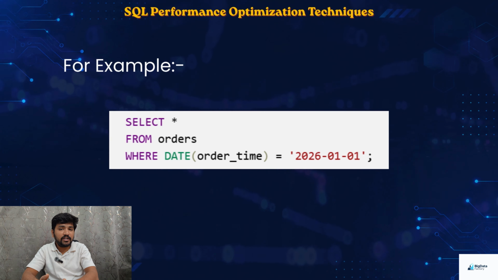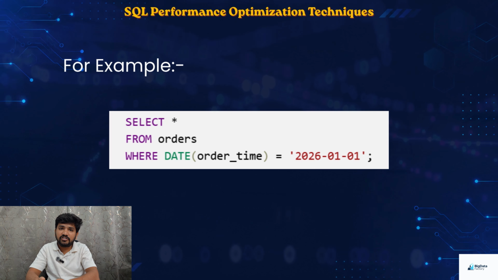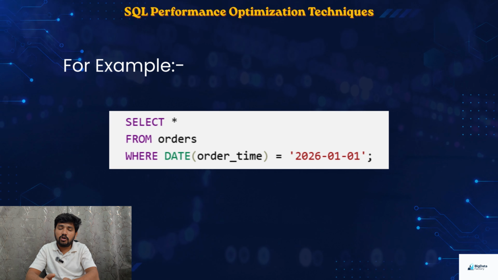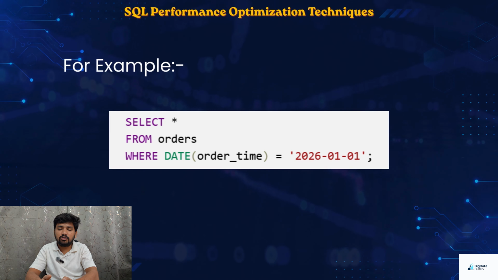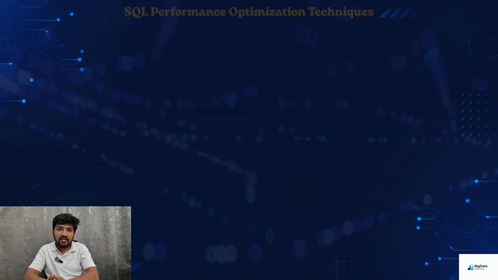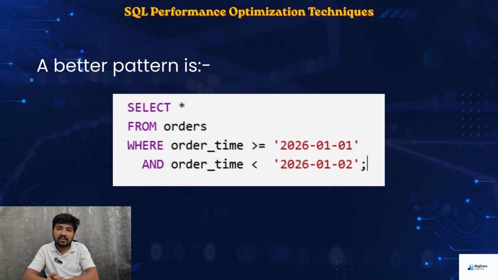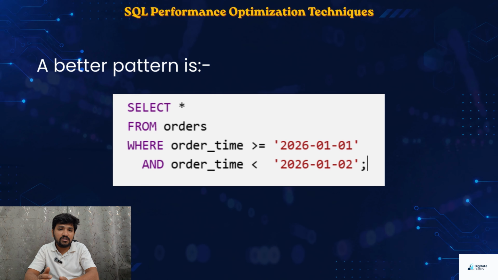For example, this query looks simple, but in many SQL engines, wrapping a column inside a function can make it harder for the engine to use indexes, partitions, or pruning efficiently. A better pattern is this. This keeps the original column untouched, and it gives the engine a cleaner range filter.